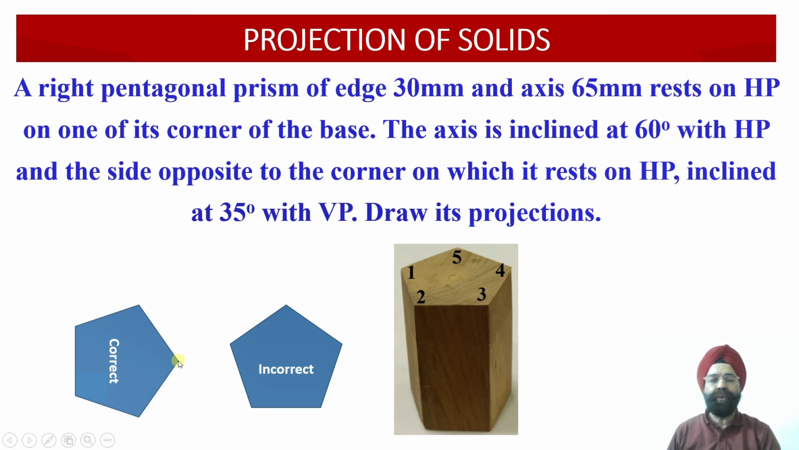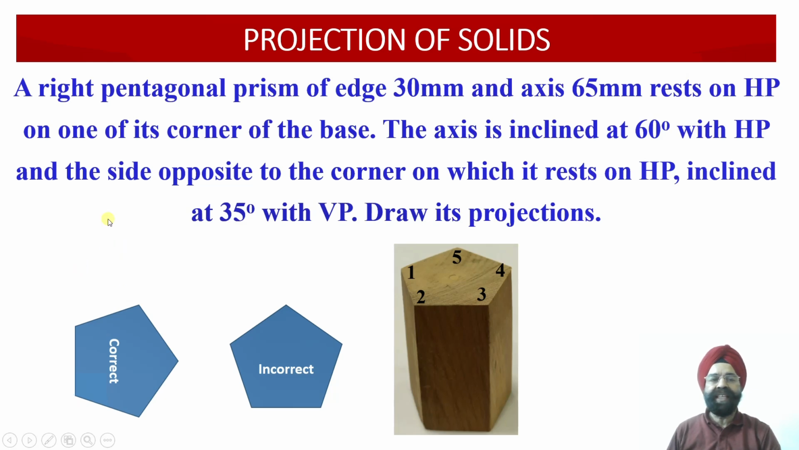And another thing we are going to observe, that this is the base edge or the side opposite to the corner onto which it is resting. It is this particular side. So this side, it will still be parallel to the horizontal plane. And since this side will be parallel to the horizontal plane, we are going to obtain the true length projections of this side opposite to the corner onto which it is resting onto the horizontal plane. So this side will be still true length in the top view projection.